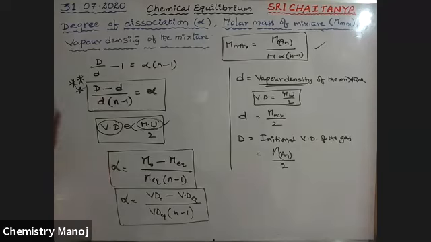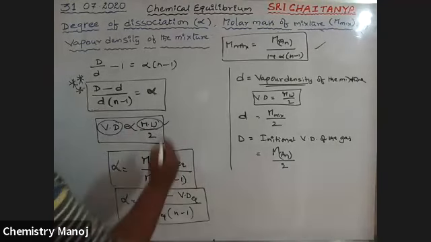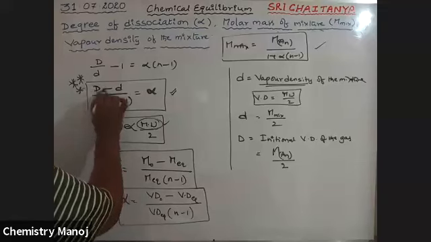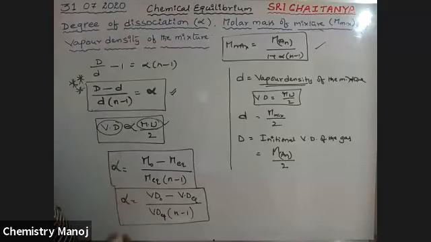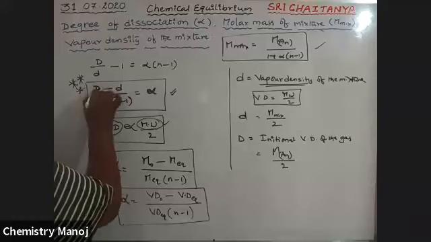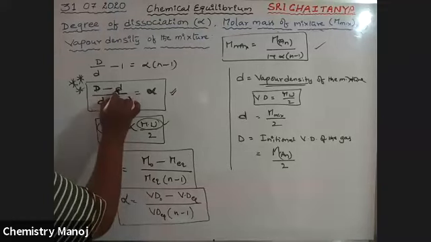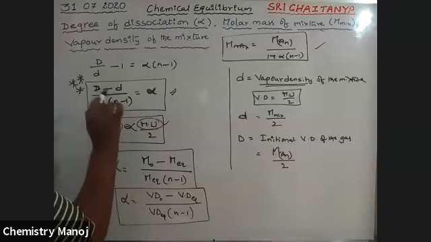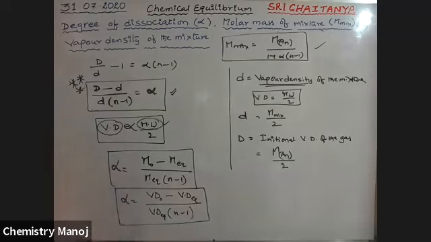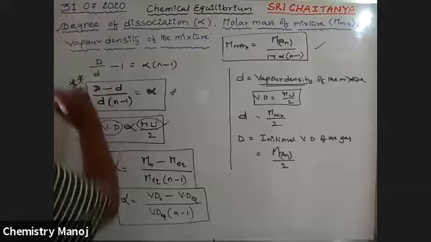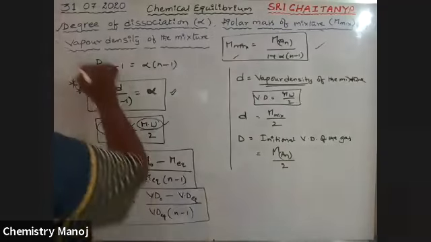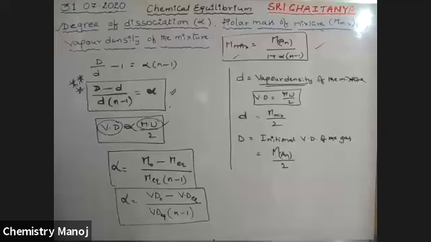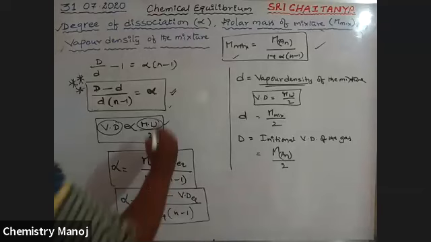See my dear boys, among all these, please try to remember this: alpha is equal to capital D minus small d by small d into n minus 1. Capital D is the initial vapor density of the gas, small d is the vapor density of the gaseous mixture at equilibrium. So this is the formula used to calculate the degree of dissociation. Already we completed degree of dissociation, molecular mass of the mixture, and vapor density of the gaseous mixture. These are very, very important formulas.